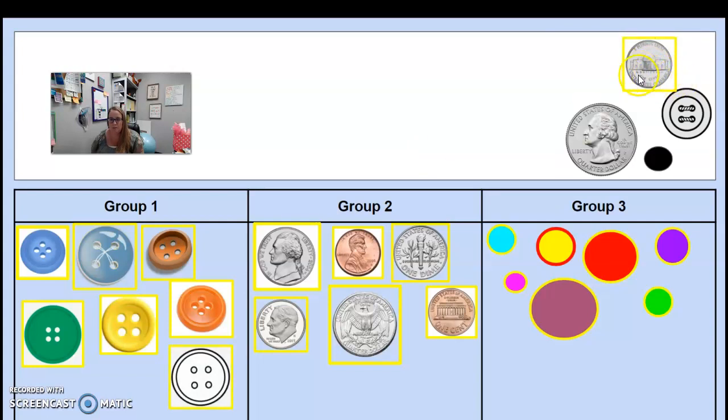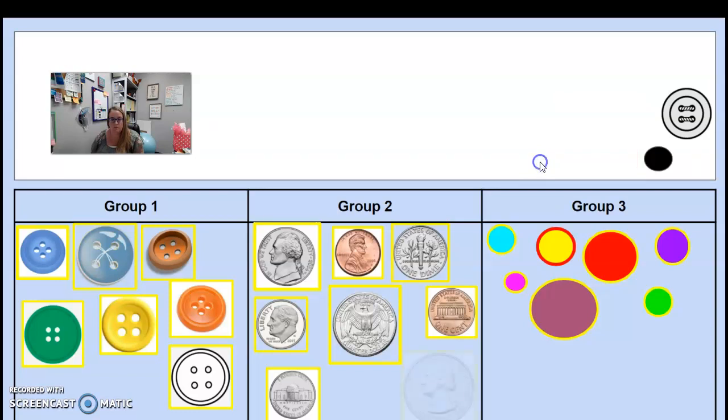What about this one? Where's it going to go? 1, 2, or 3? Hopefully you said 2. What about this one? Where's it going to go? 1, 2, or 3? I see a face. Which one has all the faces on it? 1, 2, or 3? That's right, group 2.